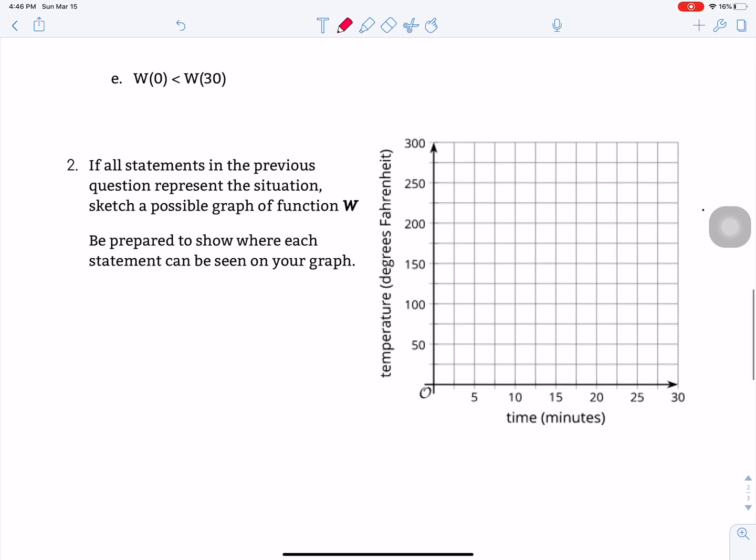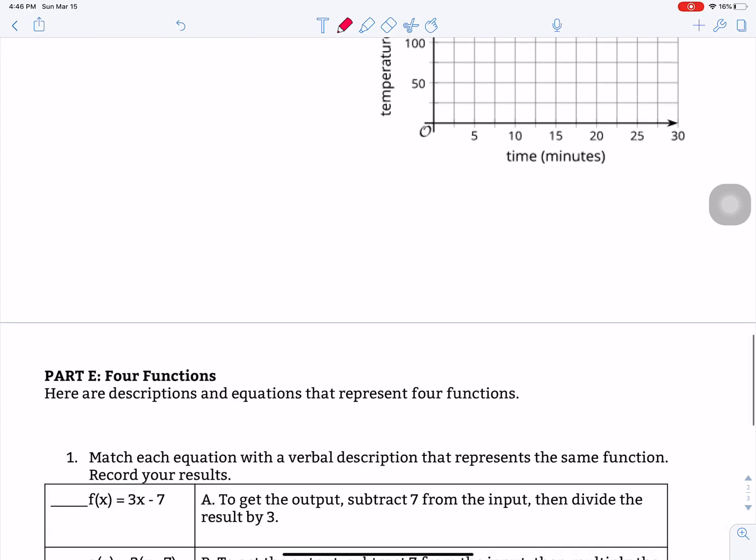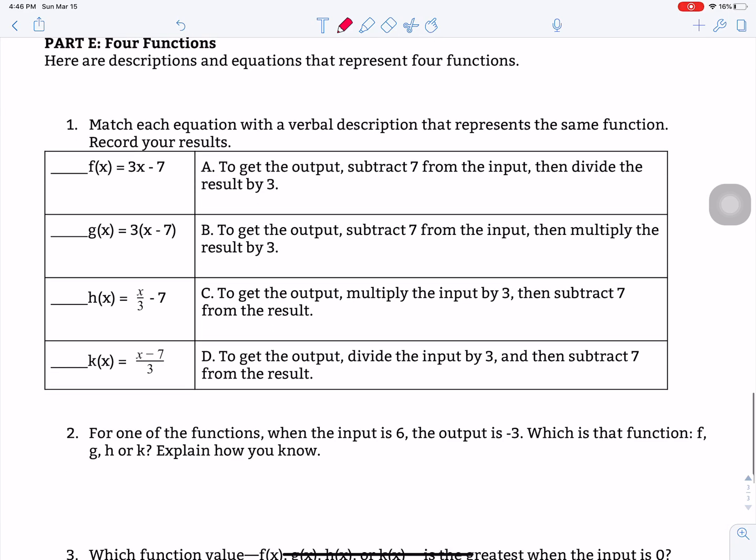And then you're also going to look down here, and you're going to make a graph to kind of get some ideas. Everybody's graph would probably look different. It's just going to be, as long as whatever information up above is true on here. When you're done, again, you are submitting that part to Google Classroom.